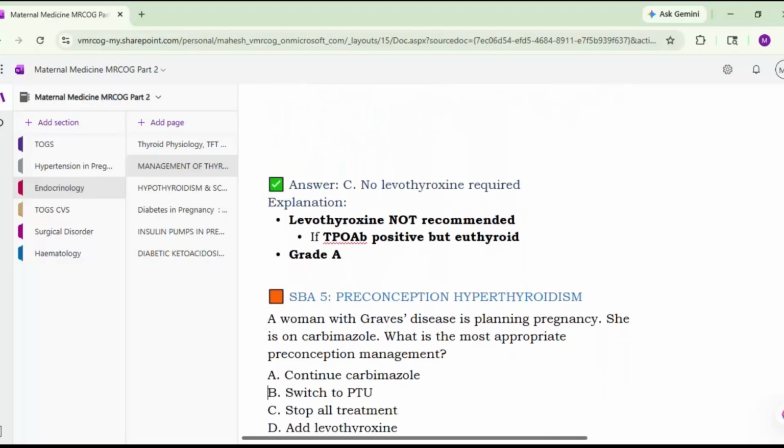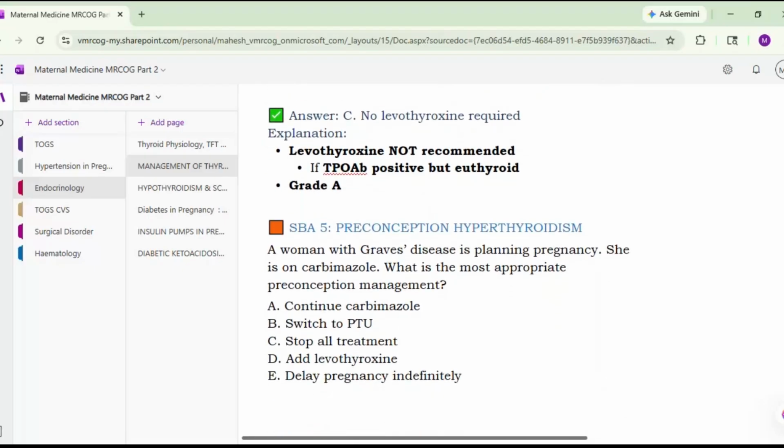Okay, next. A woman with Graves' disease is planning pregnancy. She's on carbimazole. What is the most appropriate preconception management? A. Continue carbimazole. B. Switch to PTU. C. Stop all treatment. D. Add levothyroxine. E. Delay pregnancy indefinitely. It is B. Switch to PTU.